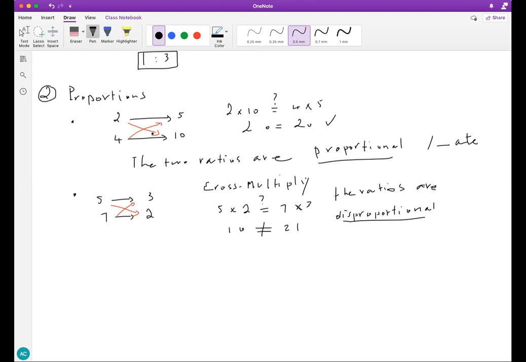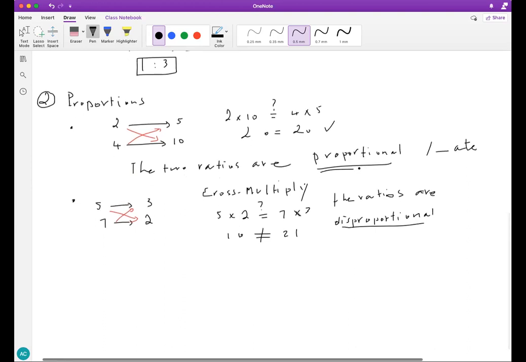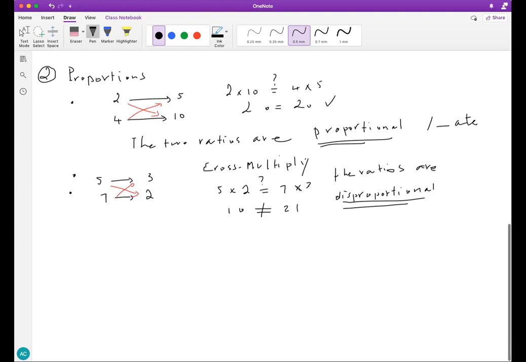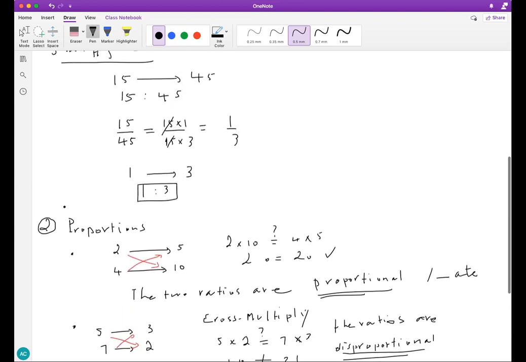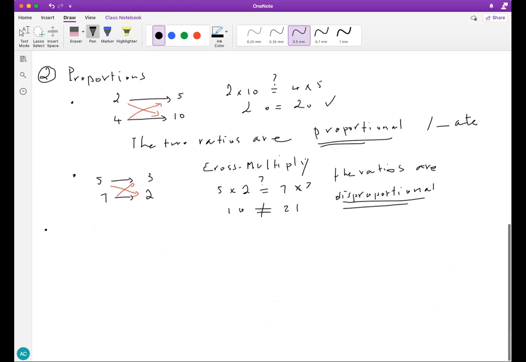Okay, so that's basically how we check whether two ratios are proportional. Simply cross-multiply them. If the multiplication is equal, it is proportional. Otherwise it's disproportional. Now, let's see how to find missing quantities. So sometimes, as I mentioned earlier, you will have missing quantities in a proportion.